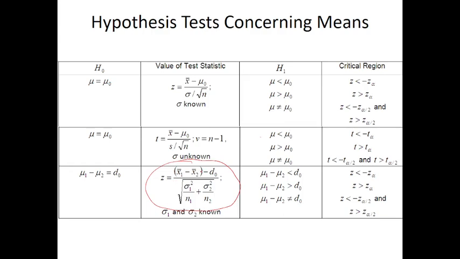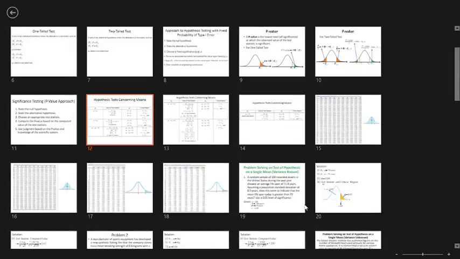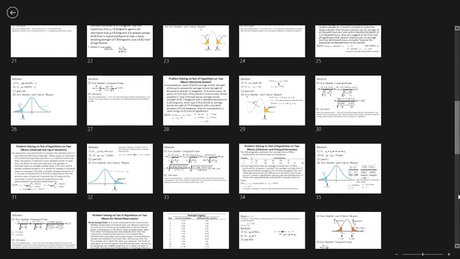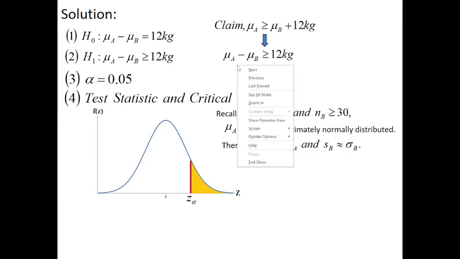And then, in my example, what is the alternative hypothesis? Let's see. The alternative hypothesis is mu sub A minus mu sub B greater than or equal to 12 kilograms.